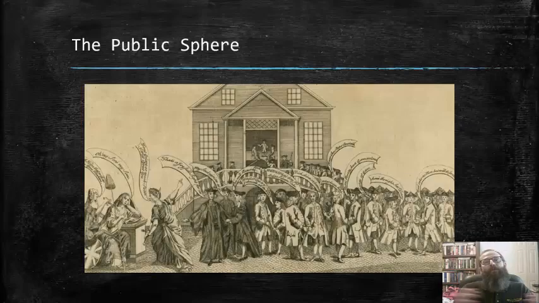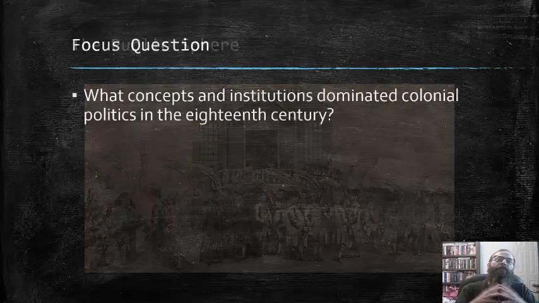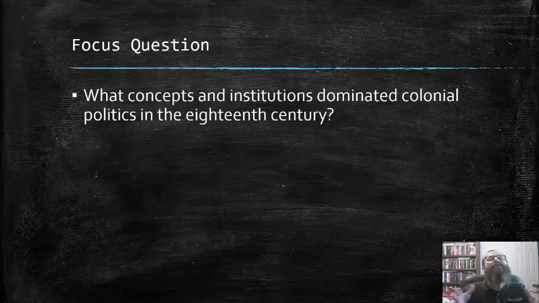Welcome back, everyone. Welcome to part 4 of our Chapter 4 lecture series, this one entitled The Public Sphere. The focus question for this section is, what concepts and institutions dominated colonial politics in the 18th century?